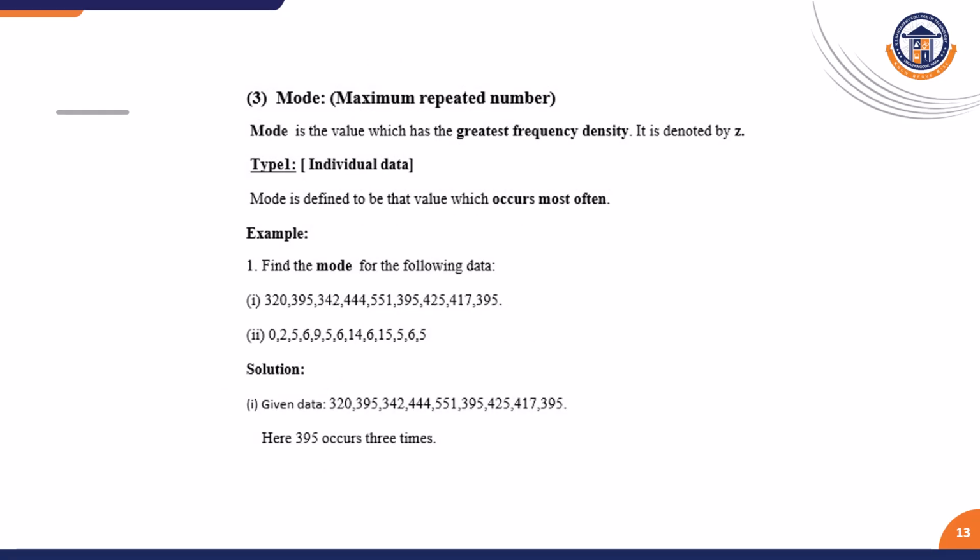So now we move on to mode. As a simple definition, mode is the maximum repeated number. Mode is the value which has the greatest frequency density. It is denoted by Z. Now we are going to discuss finding the mode for individual data. Mode is defined to be the value which occurs most often.